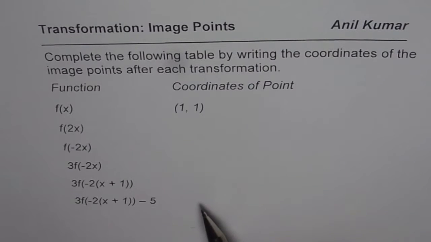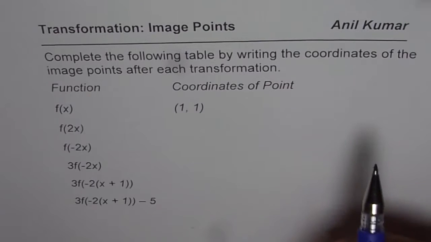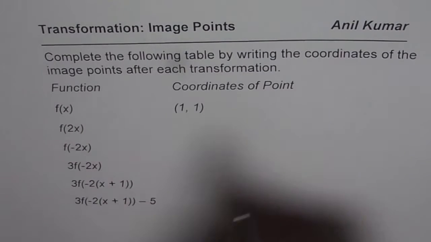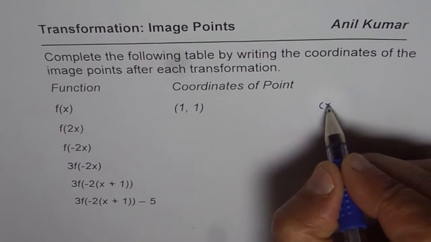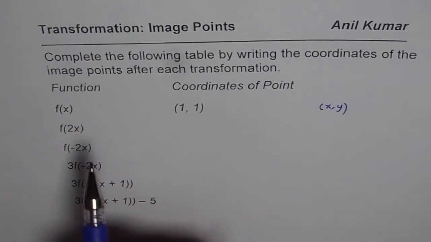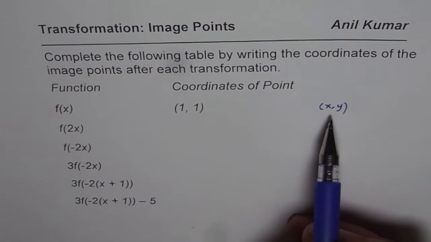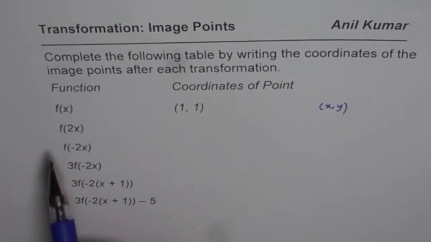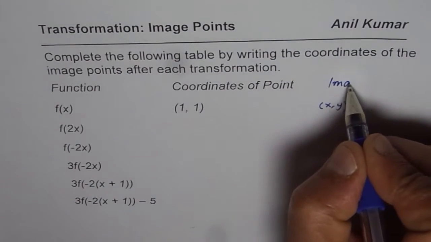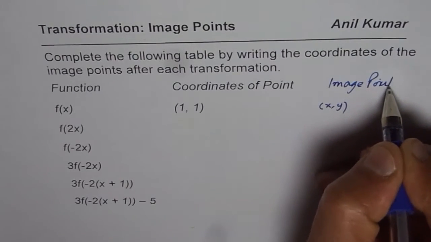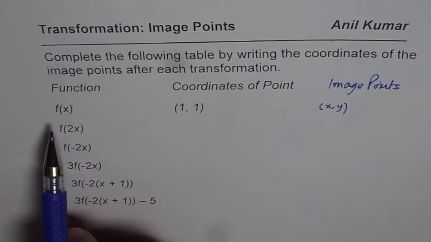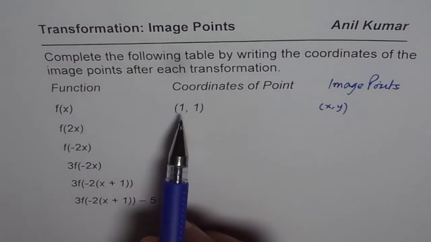To explain how to get these points, let me get back to the transformations. If in general we have a function whose coordinate points are x and y, let us say in this case we are given (1, 1), then I will show you what kind of change takes place for these coordinate points after each transformation. Let me call them image points. We will write image points here, but we'll do calculations in this column. So we are given that the function has a point (1, 1).